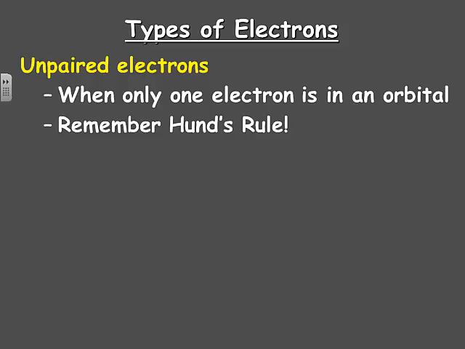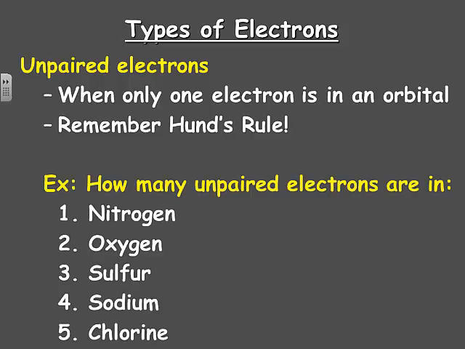Now, you have to remember Hund's rule if you're going to figure out how many unpaired electrons there will be. You have to apply Hund's rule as you're putting electrons in, or this will not work out for you. How many unpaired electrons are in nitrogen? So we look at nitrogen, and we know its highest electrons would be 2s2, 2p3. So what we're really interested in is that final sublevel, the 2p sublevel.